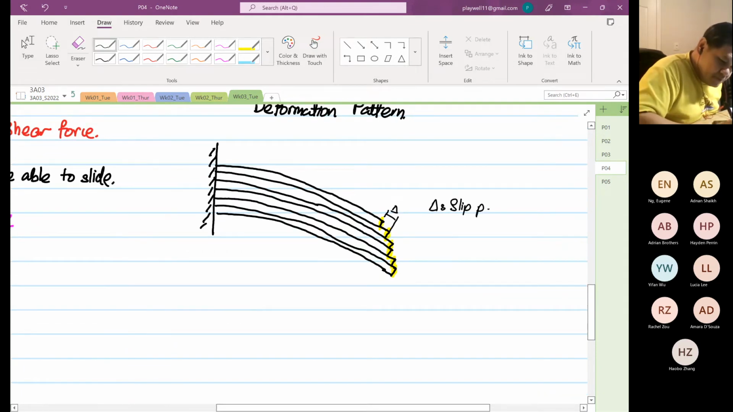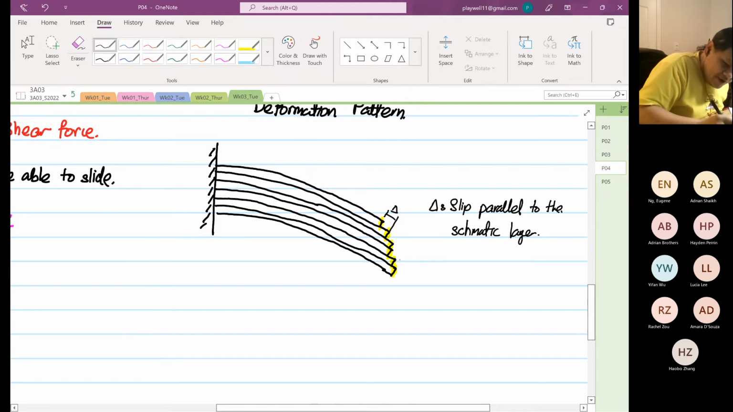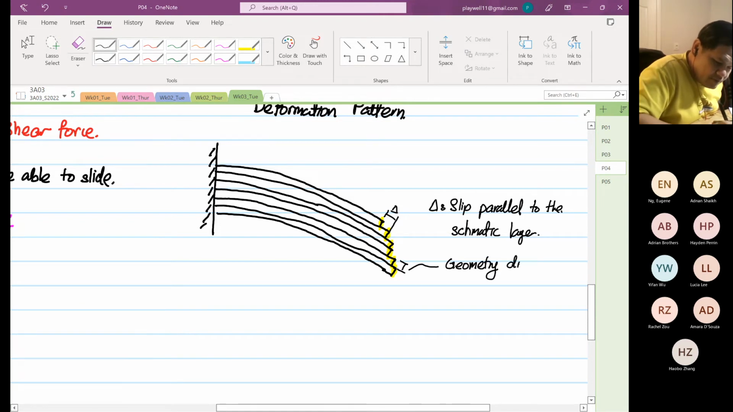parallel to the layer. Okay. Now this yellow highlighted point, in this direction, the geometry did not change. Right? The geometry, you can see down here, the geometry did not change. Right?